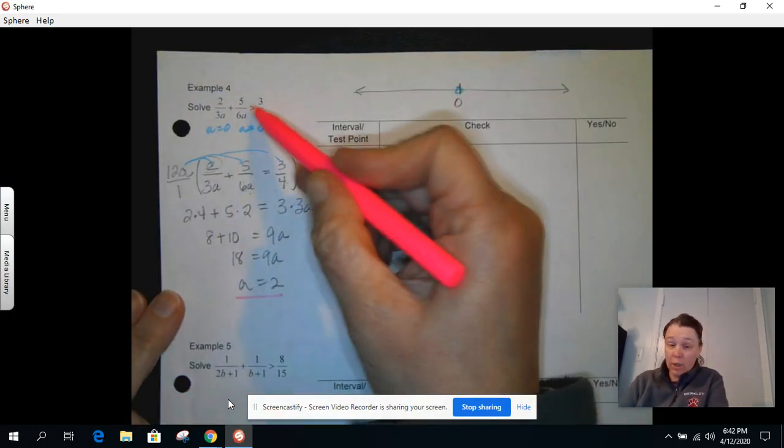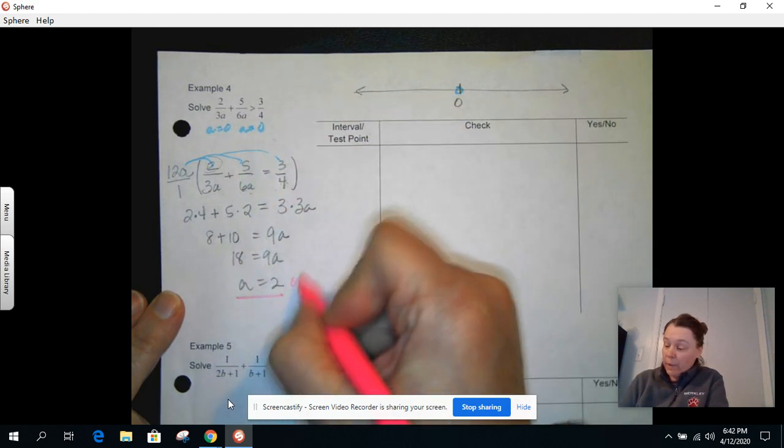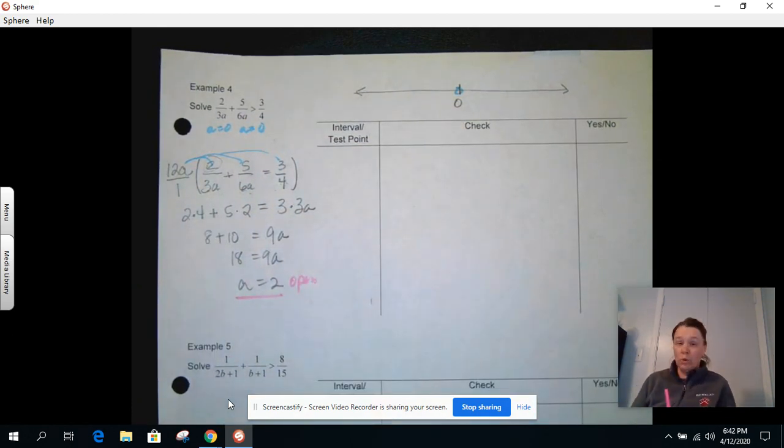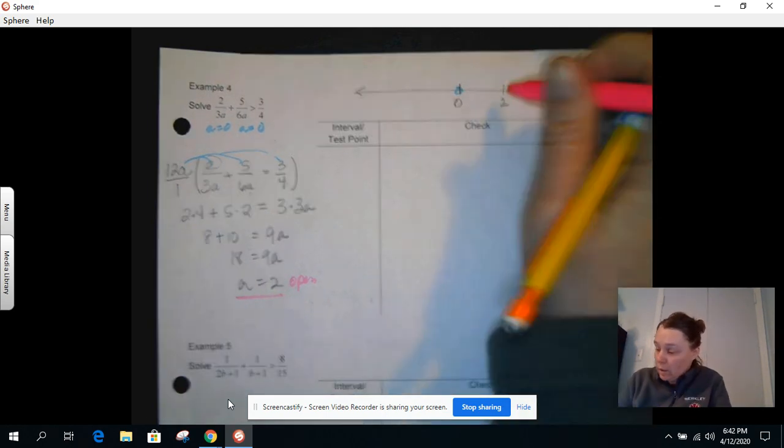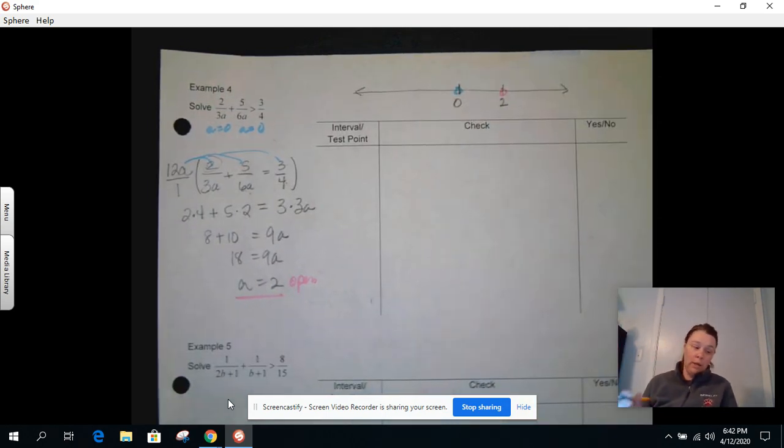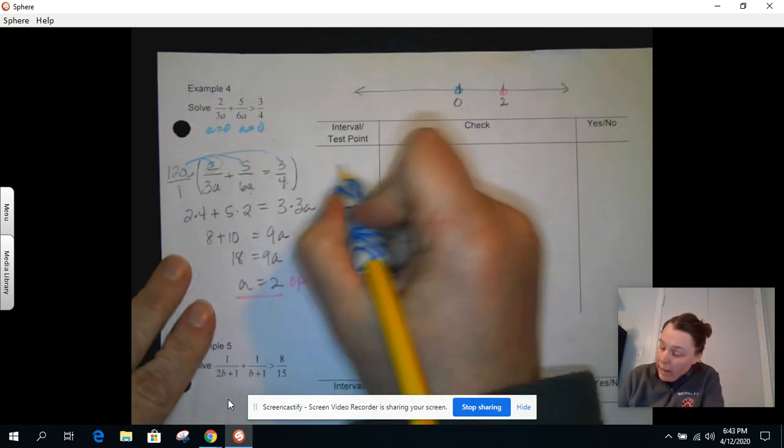I'm going to make sure I look and see that's a greater than. That means I'm going to have an open circle on 2. Well, this one's not so bad either because look, only 2 things on my number line. So that's kind of nice.